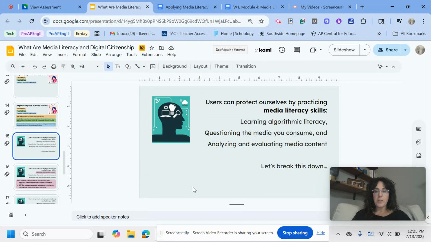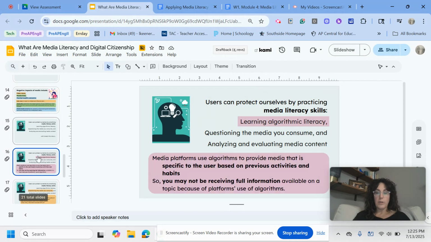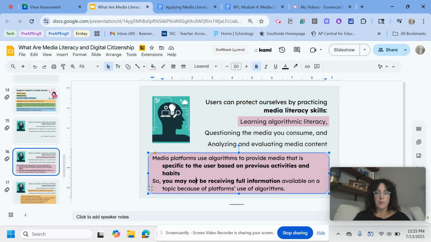So some things that we can do to be kind of more critical thinkers of media is by employing media literacy skills. And that is learning about algorithmic literacy, which I thought was a very interesting point from one of the articles that we read, questioning the media that we consume, and analyzing and evaluating the media content. And just as we have before in our two previous sections, we will break each of these down in a little bit more detail. Learning that obviously algorithmic theory is when algorithms create specific media to the user based on their previous activities and habits.